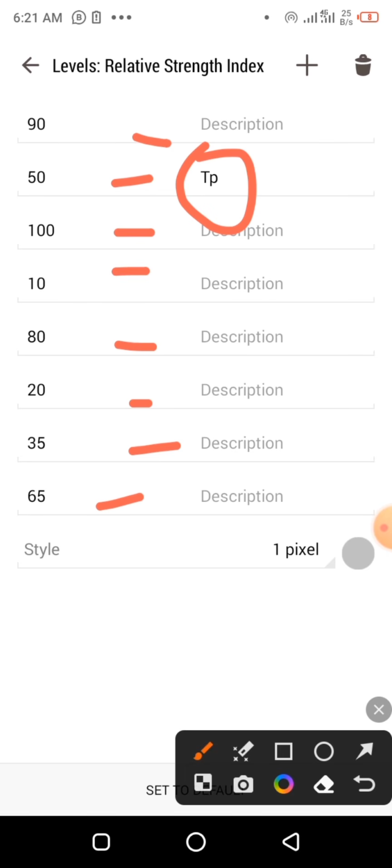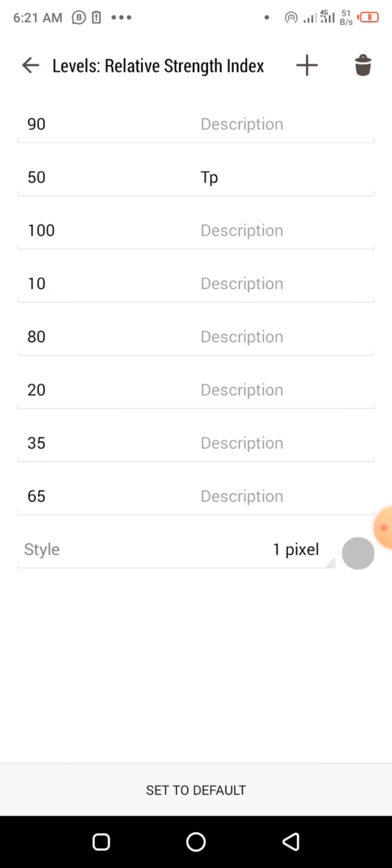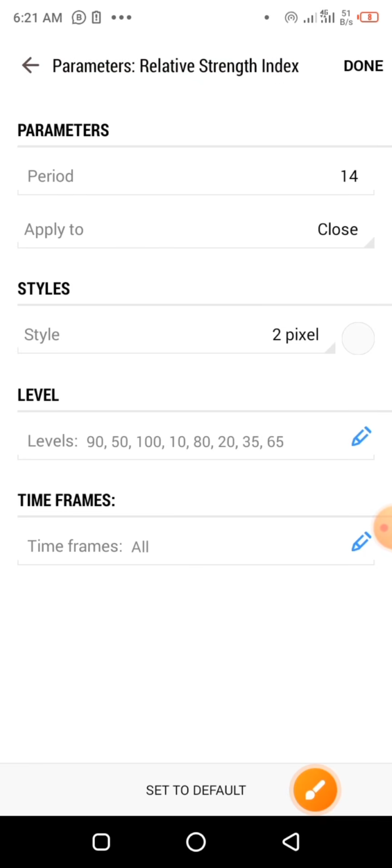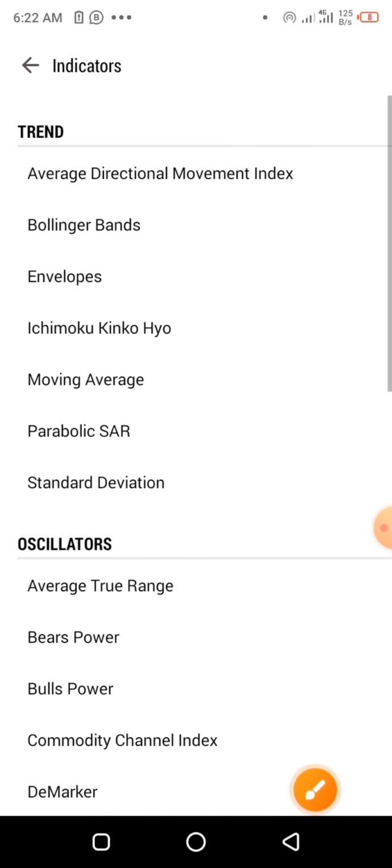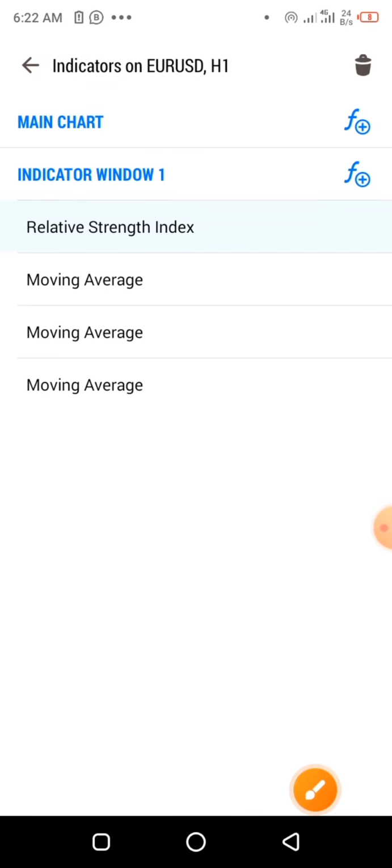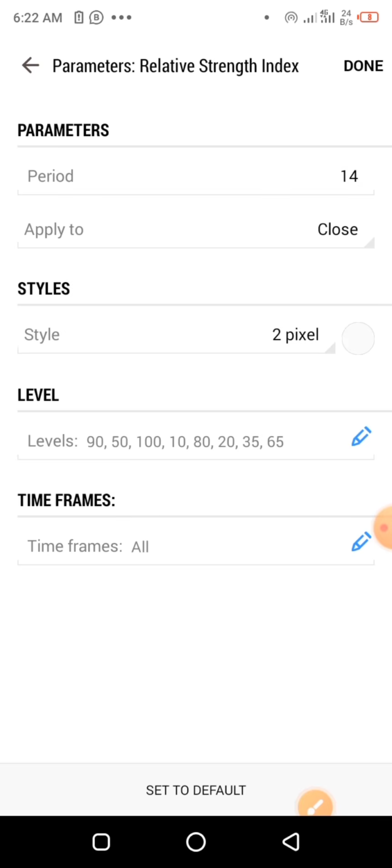In your level 50, mark that zone as TP. Set it as TP. When you have all of that, you click on done. So you have your relative strength index.